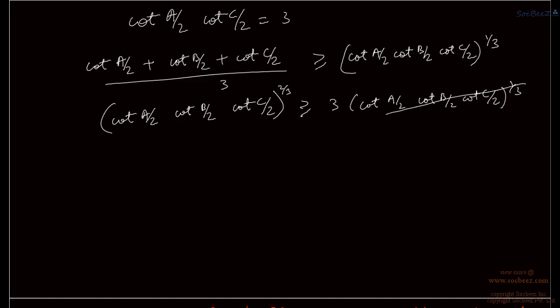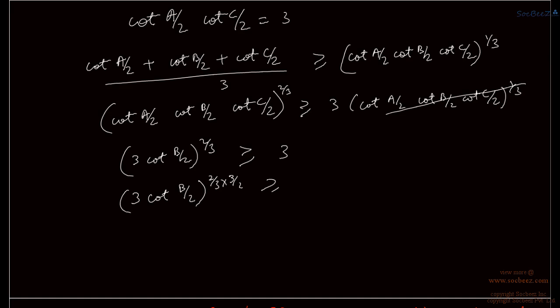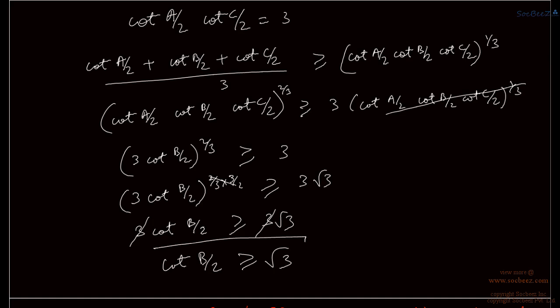Now we know that cot A/2 and cot C/2, the product is equal to 3. So 3 cot B/2 to the power 2/3 is greater than or equal to 3, right? So let's raise both sides to the power 3/2. We have cot B/2 to the power 3/2 times 3 to the power 3/2 on the left, greater than or equal to 3 to the power 3/2, which is nothing but 3 root 3. The powers get cancelled, we have 3 here. Hence we get that cot B/2 is greater than or equal to root 3. Hence this is the minimum value.